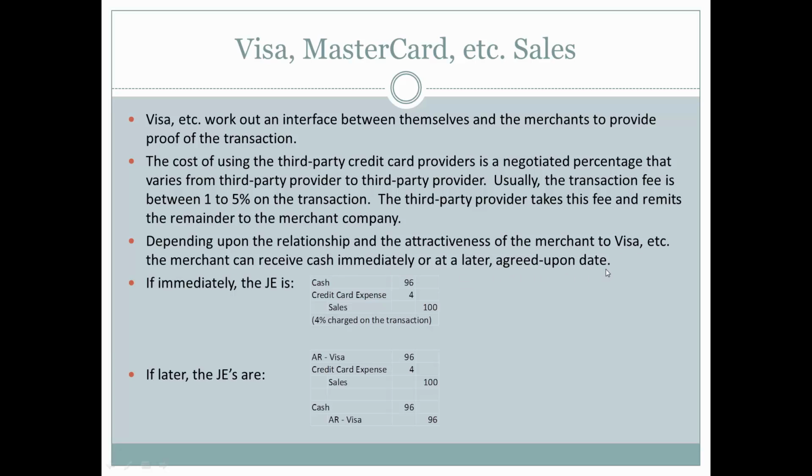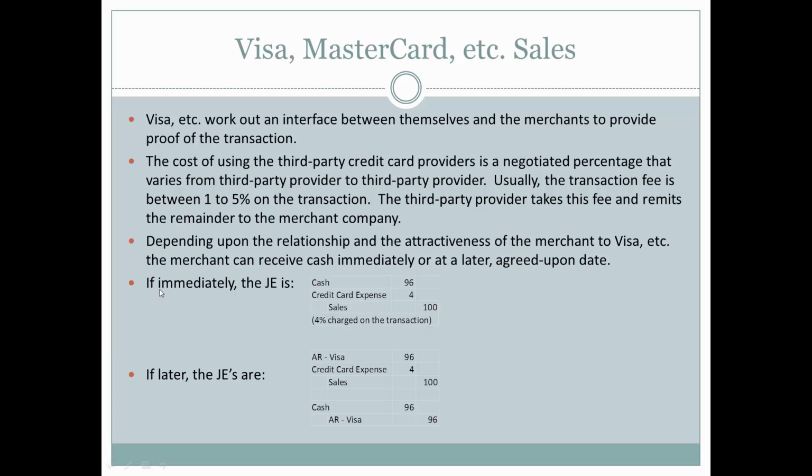So somebody that has a large store, say like Walmart, will probably receive their cash immediately. A smaller store, say for instance a dress store in a mall that doesn't have such a large economic footprint, would probably wait and settle up with Visa towards the end of the month.